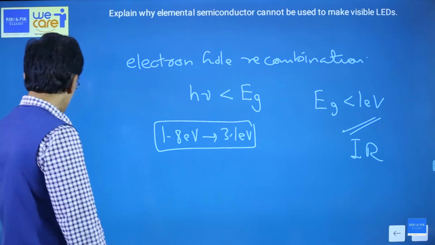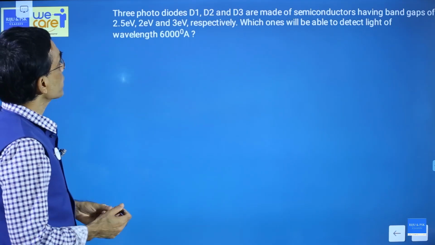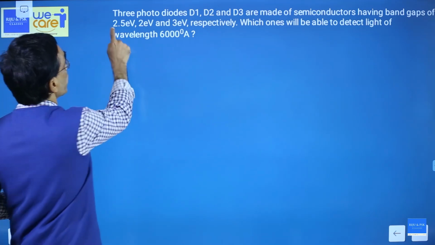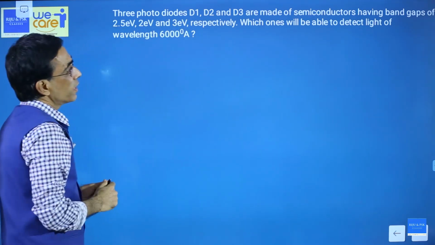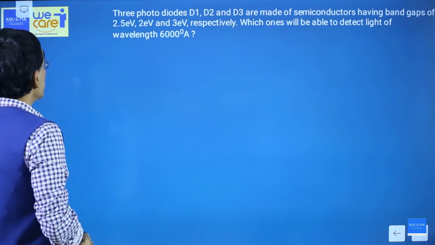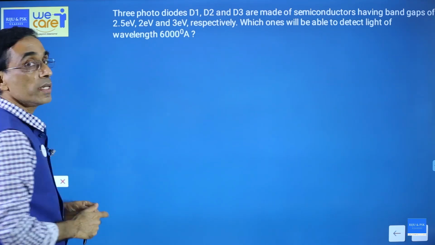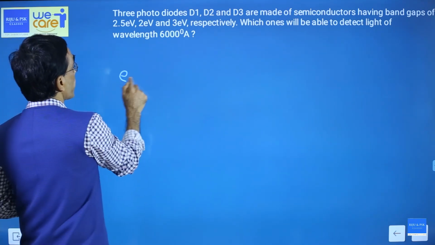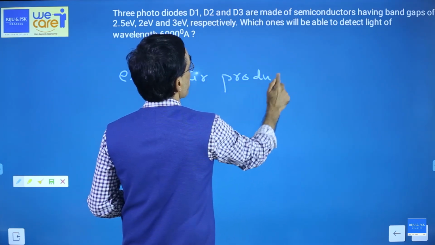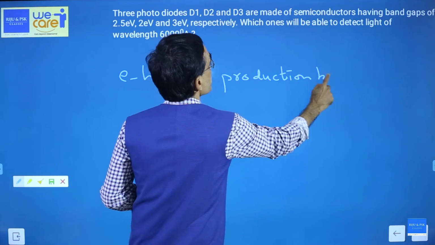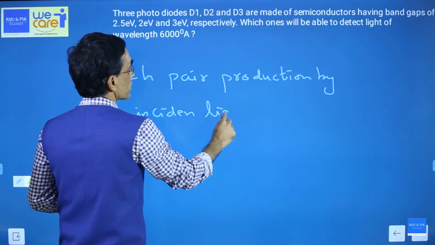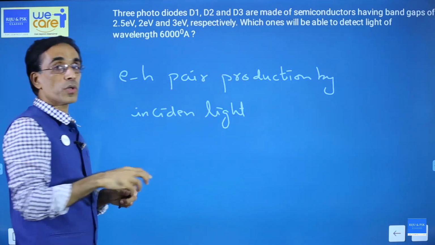Okay, it's a question from NCERT. Three photodiodes D1, D2 and D3 are made of semiconductors having gaps 2.5, 2 and 3. Which one will be able to detect light of wavelength 6000 Angstrom? This is a photodiode. What is the principle of photodiode? Electron hole pair, EH pair production by incident light. That means the incident photon should produce EH pair.